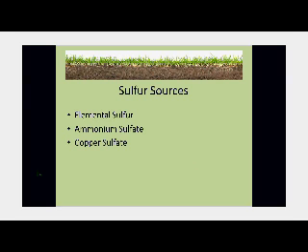I get quite a few questions when I talk to people about sulfur, about how do I get sulfur or what sources, things like that. Probably the most commonly used is what's called elemental sulfur. So wherever you get your fertilizer products, they should be able to help you get elemental sulfur to apply. Ammonium sulfate is another source. Again, you're getting a nitrogen source along with sulfur. And then copper sulfate is a third option.